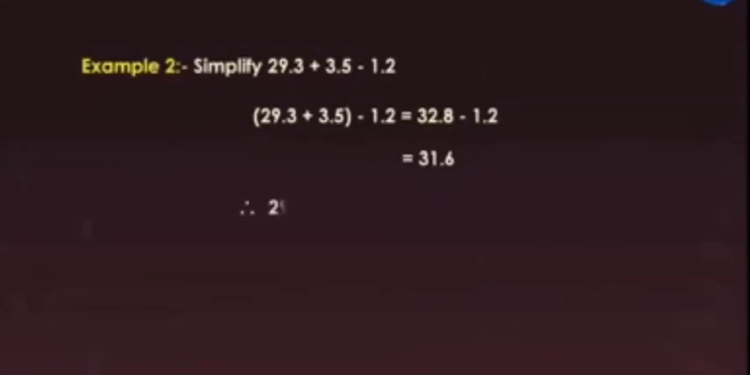Example 2. Simplify 29.3 plus 3.5 minus 1.2. Add 29.3 plus 3.5, which is 32.8. Then subtract 32.8 minus 1.2, which is 31.6. Therefore, 29.3 + 3.5 - 1.2 = 31.6.